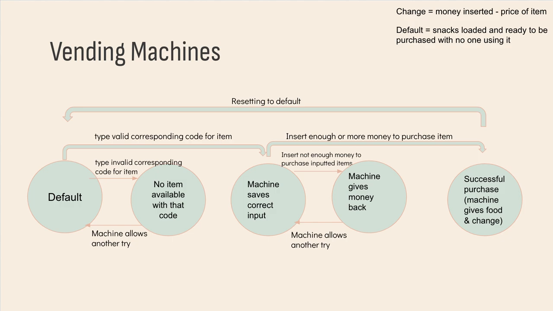If the user enters not enough money, the machine will give the money back and allow the user to try again. If the vending machine sees that the user has inserted enough money to purchase the item, the food will fall out of the vending machine and give change back if necessary. The vending machine will then reset to default or state 0.